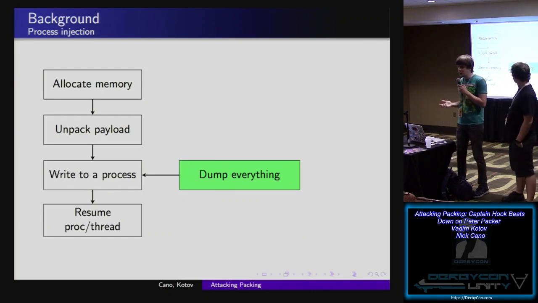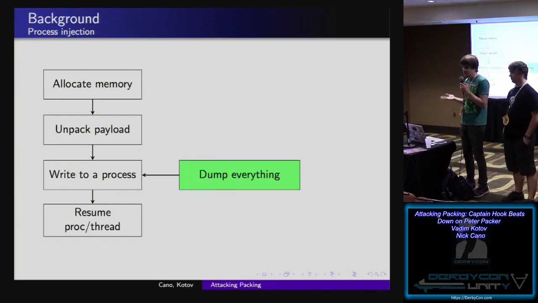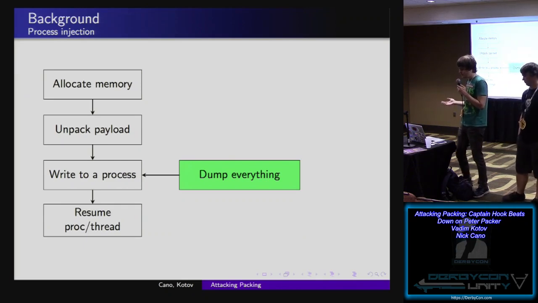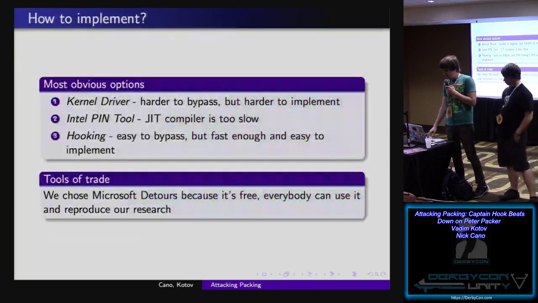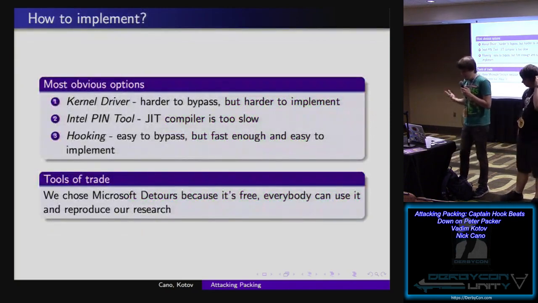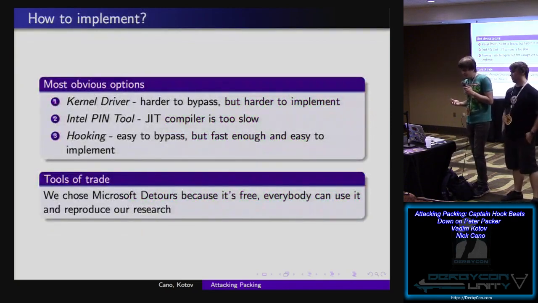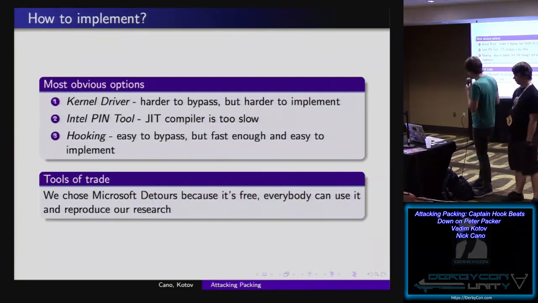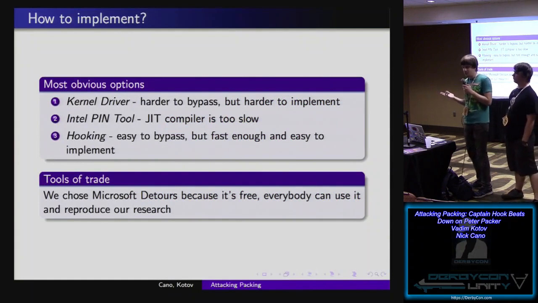And finally, process injection. This is the easiest one. If malware does inject code into another process, then that code is important, so just dump everything. There are many ways to implement a generic unpacker. One would be a kernel driver. That's actually a very good way to do that, except you need driver guys to do that, which we aren't.